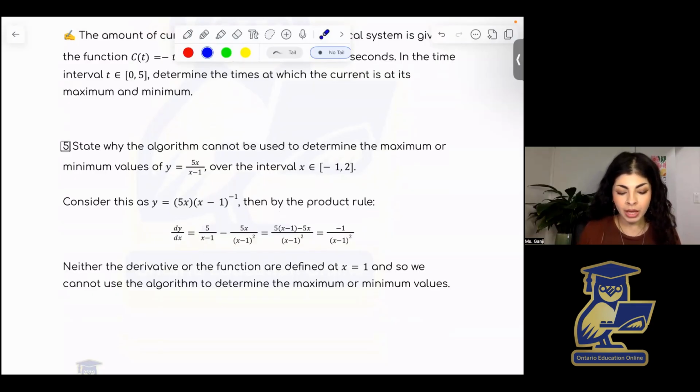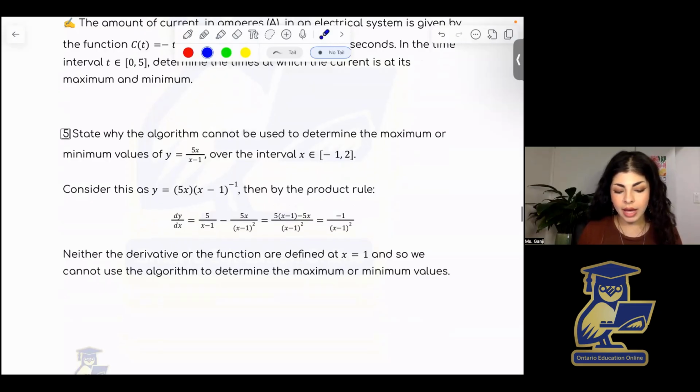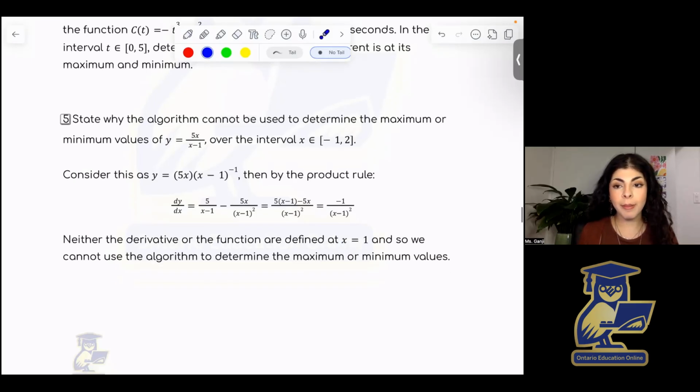Now, consider this as 5x and then x minus 1 to the power of -1, and we're going to use the product rule. So our derivative is equal to -1 over x minus 1 squared. So now we see that the derivative also is not defined for x is equal to 1. And so the algorithm does not give us enough information to determine if we have a maximum or minimum value.